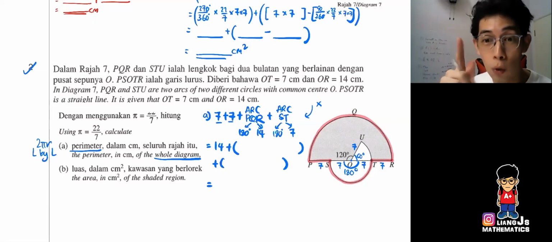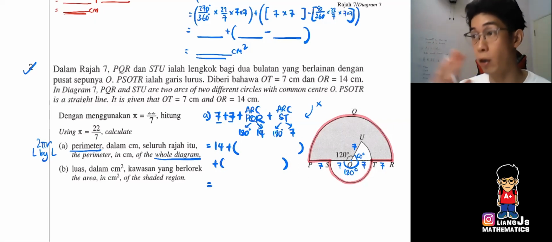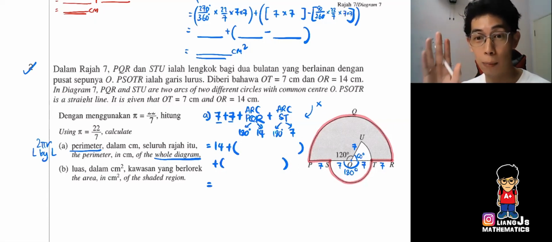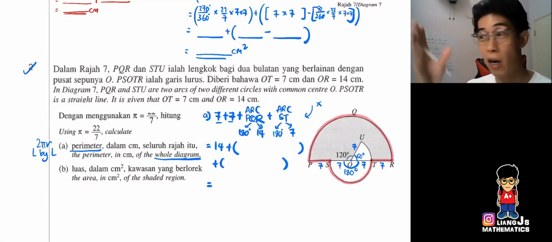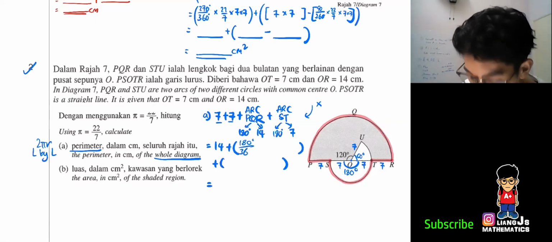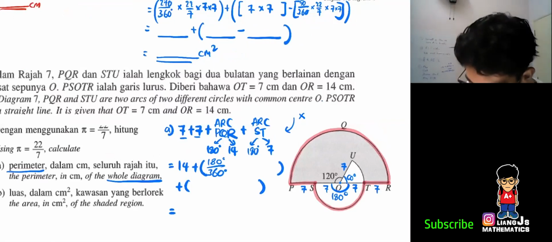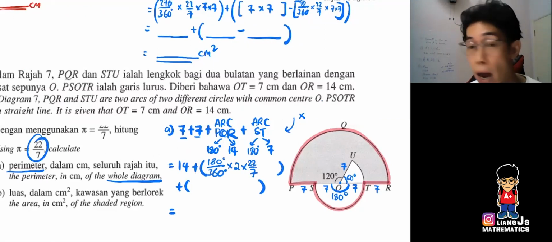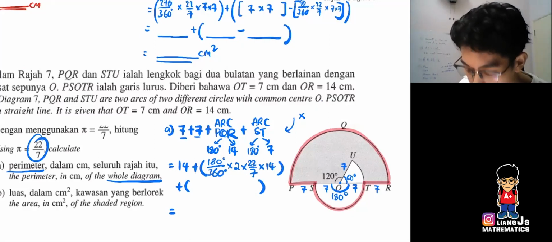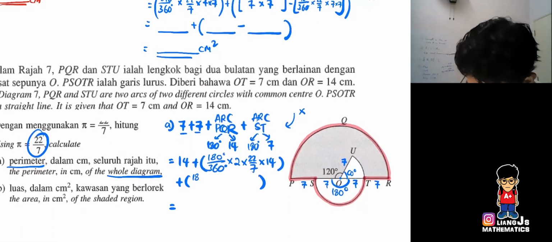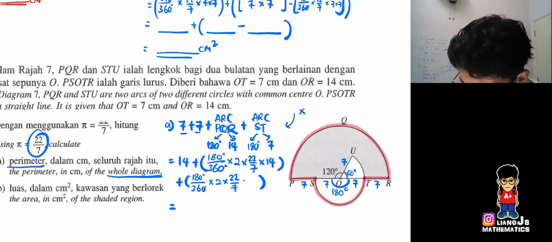You want to skip your working, you can go into that. Let's say 180, you want to put 1 over 2. Yes, why not? So I'll be writing 180 over 360, 180 over 360, and times standard 2 pi, 22 over 7 given, and times 14. Another one is 180 over 360 times 2, 22 over 7, and 7.